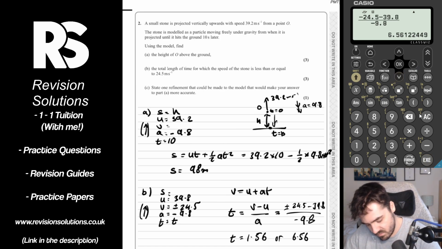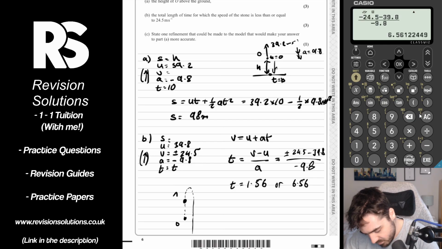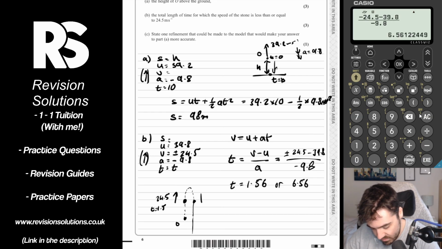So to make sense of this, let's think about what's happening again. We start with our guy at O. It goes up and it comes back down. And it's going to go up and at some point be at a speed of 24.5 going up. That's going to be the first time, right? T equals 1.56. And then some later time, it will be going back down at the same speed, which is 24.5, but down in that case. And that is going to be 6.56.